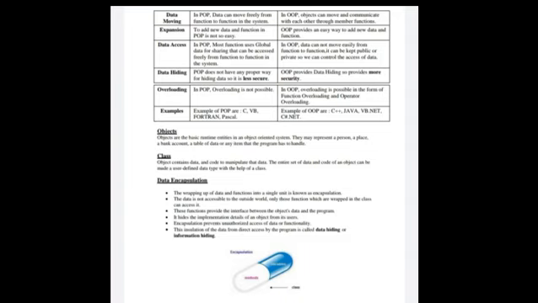Objects. Objects are the basic runtime entities in an object-oriented system. They may represent a person, a place, a bank account, a table of data, or any item that the program has to handle. Class. An object contains data and code. To manipulate that data, the entire set of the data and code of an object can be made a user-defined data type with the help of a class.